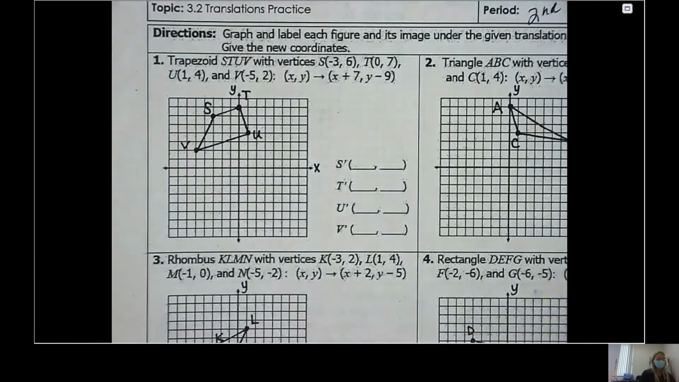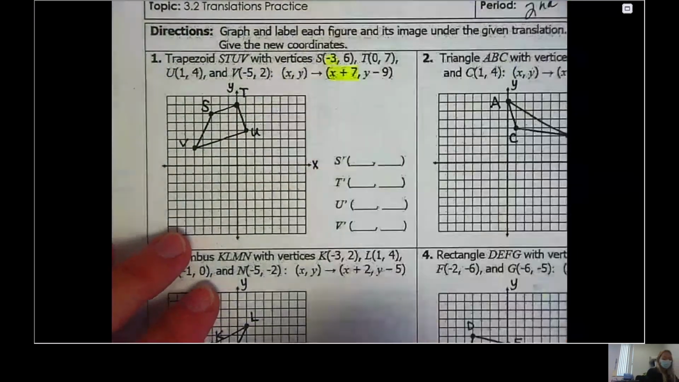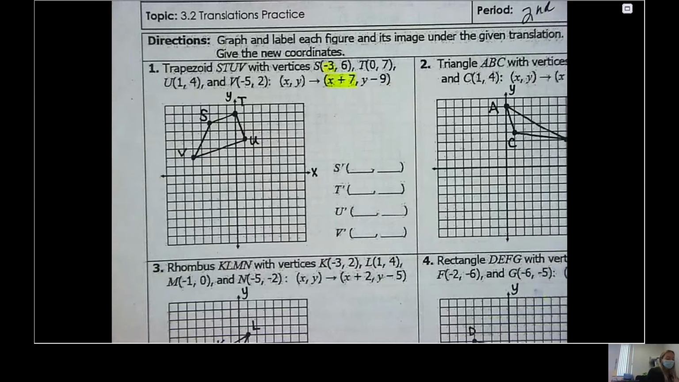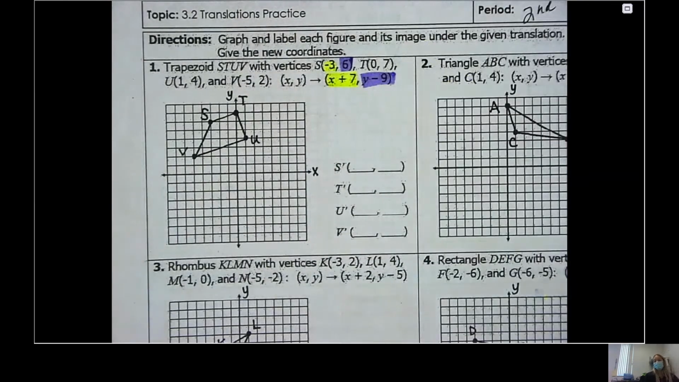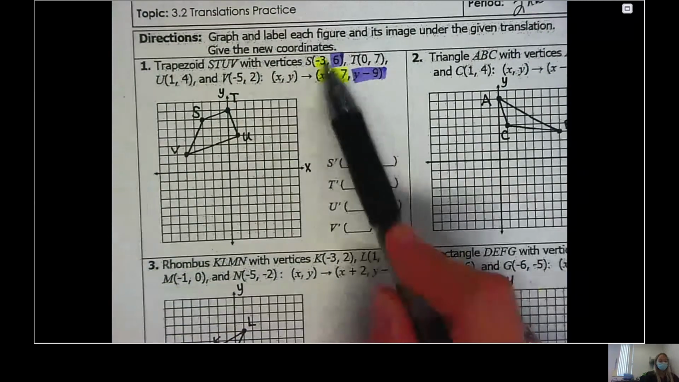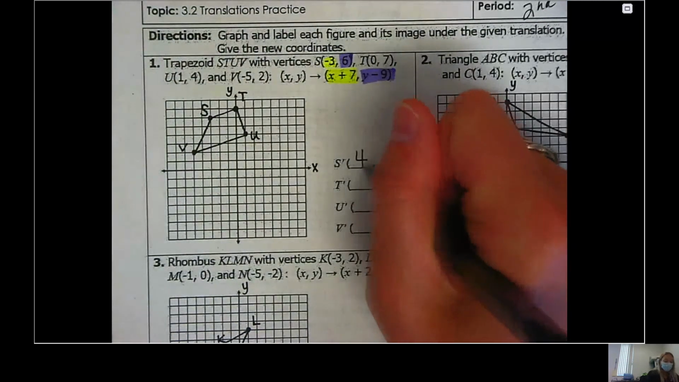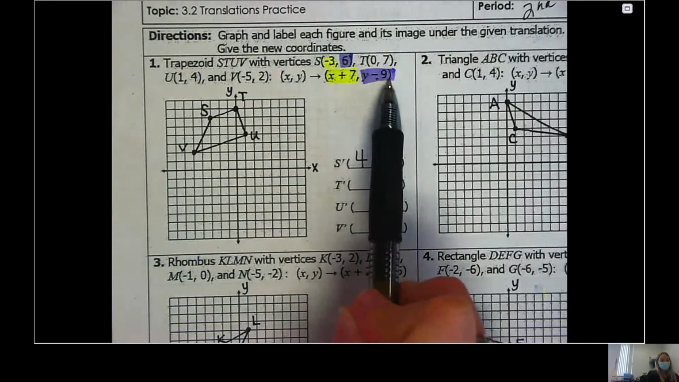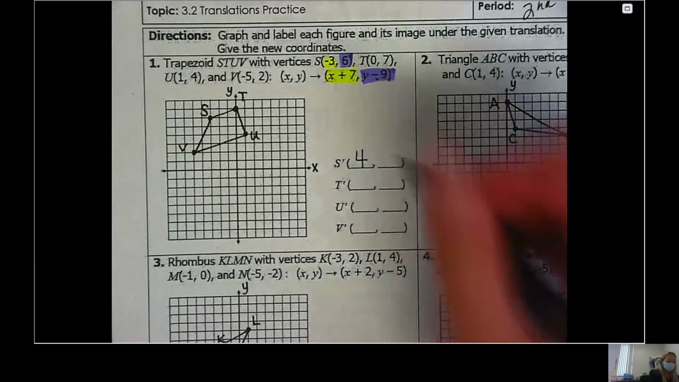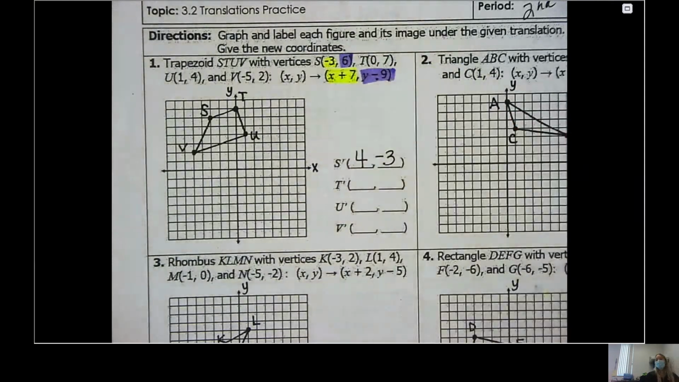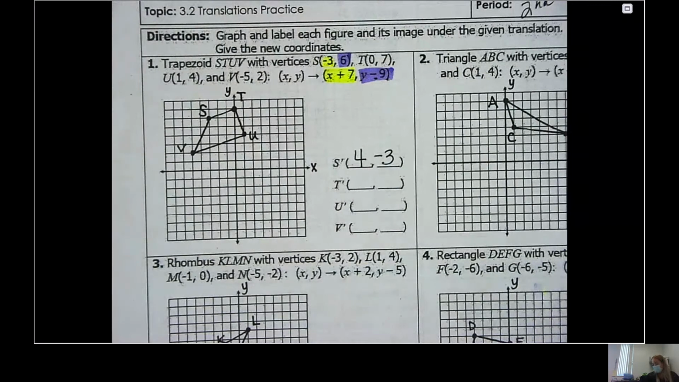So essentially you're adding 7 to your X, and then you are subtracting 9 from your Y. So negative 3 plus 7 gives you what? 4. And then 6 minus 9 gives you, nope, negative 3. Right? And there will be your first coordinate. And you just do that for all of them.